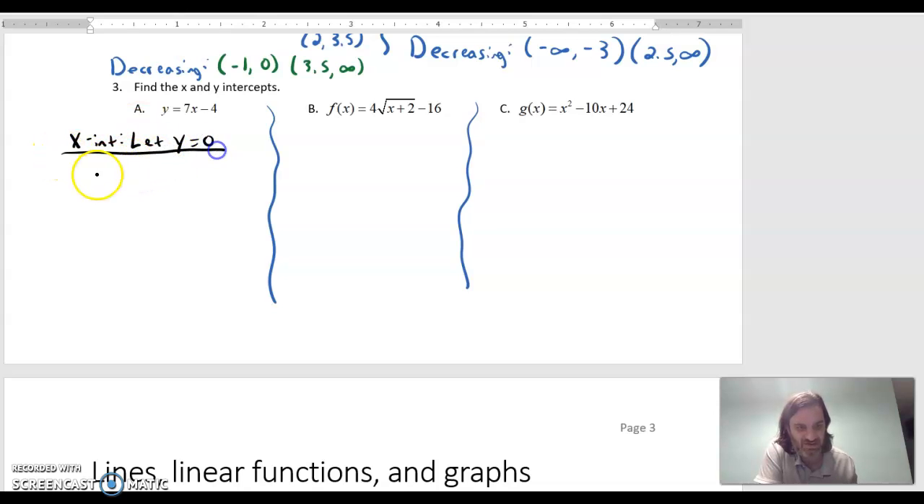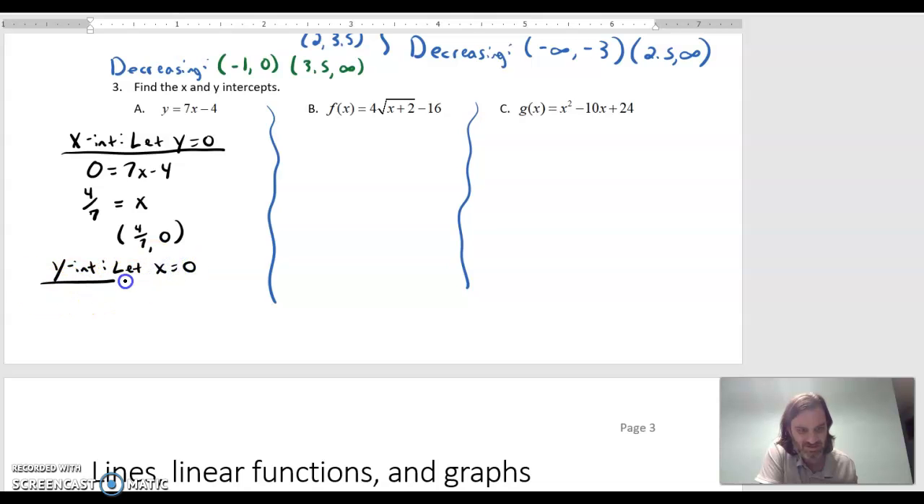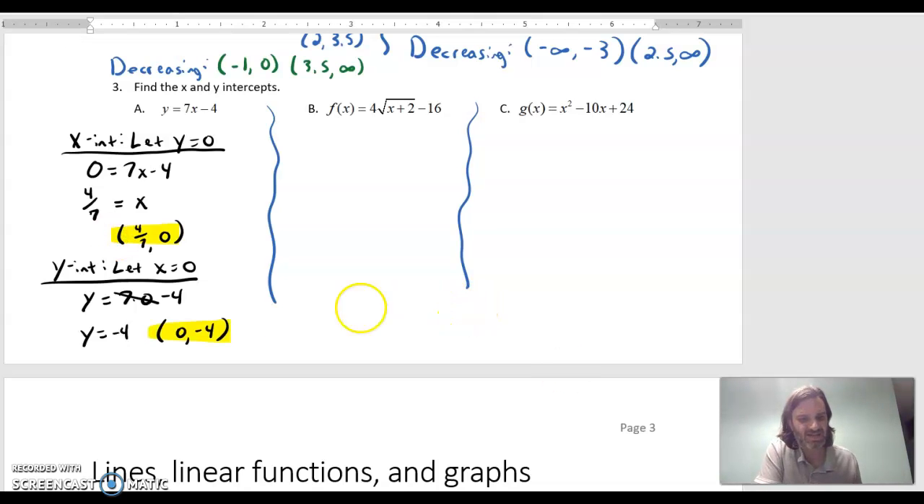So in that case, 0 equals 7x minus 4. And if we get x by itself, it would be x equals 4/7. So that's the point 4/7, 0. And then when we do a y-intercept, we let x equal 0. In that case, we got y equals 7 times 0 minus 4. 7 times 0 is 0, so y equals -4. So we get the point 0, -4. Okay, so there's our two intercepts for the first one: 4/7 for the x and -4 for the y.